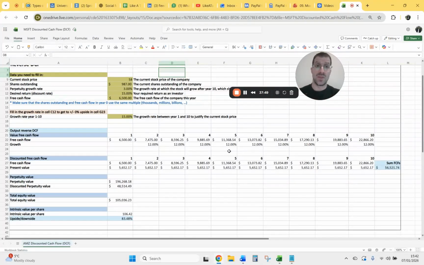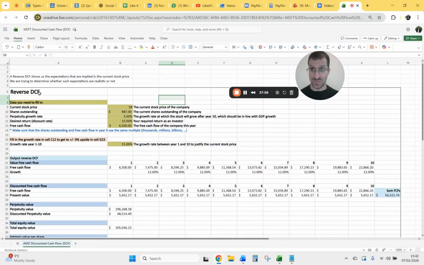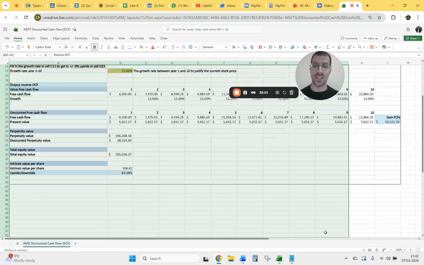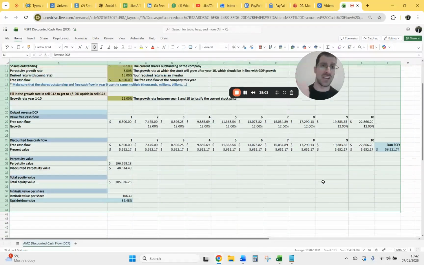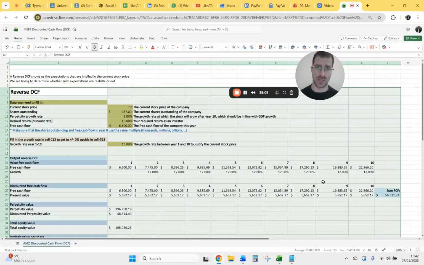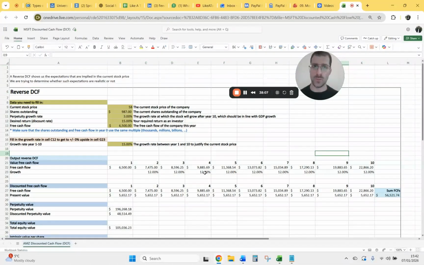But that template is designed for clients only, and I won't be sharing that. However, I'm sharing this one right here, and you can do both the DCF and reverse DCF as well. Okay, so all formulas are included. Start playing around with it.